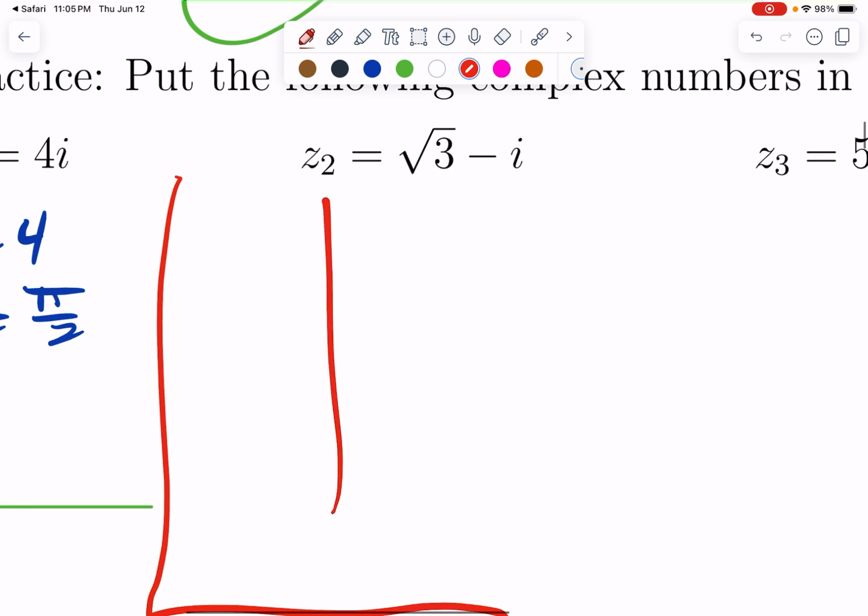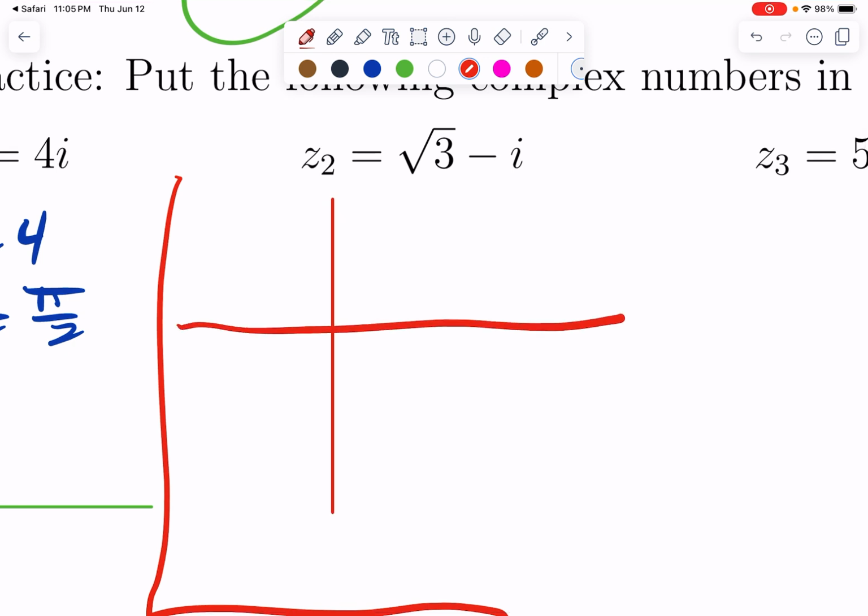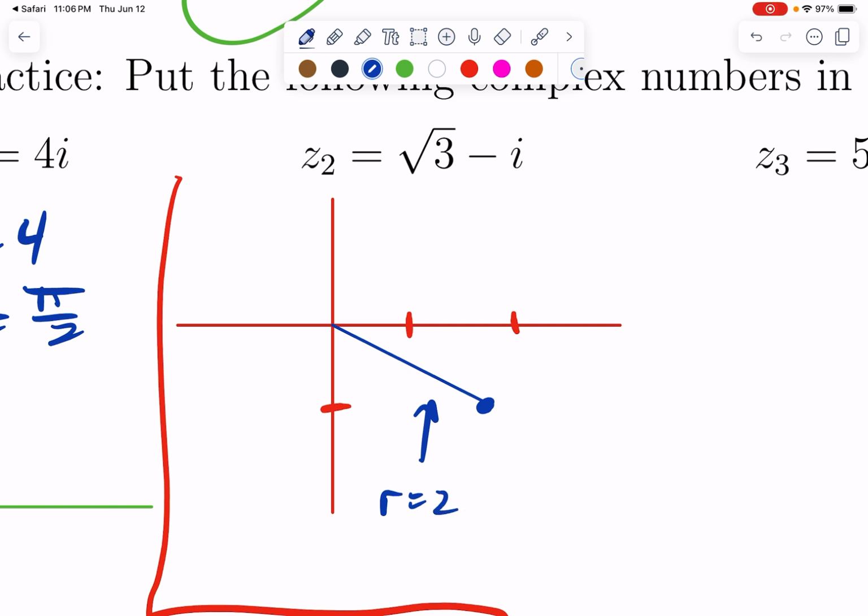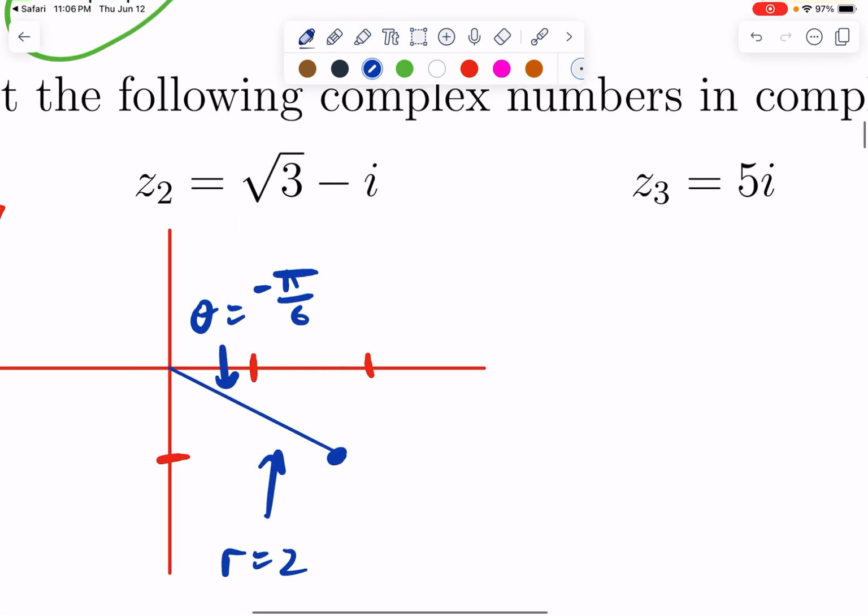Here, what if we have root 3 minus i? Root 3 is approximately 1.7. So I've set this up so that hopefully you notice it's 30, 60, 90. This would be 2. This angle here would be negative pi over 6. So we could say that z2 is 2 CIS of negative pi over 6. I'm writing it like that because I don't have a ton of space. I could expand it, I suppose.